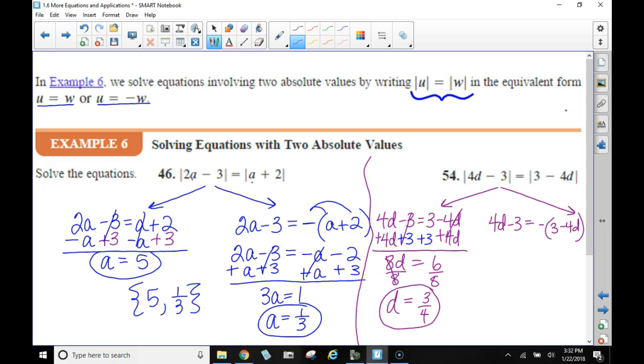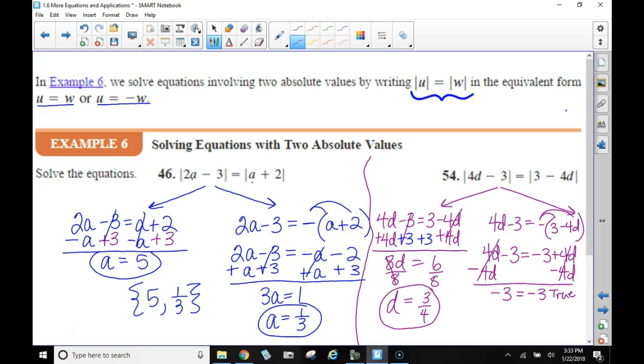Now, over here on this other equation, let's run the negative through first. So we're going to be solving 4d minus 3 equals negative 3 plus 4d. You got the same thing on one side as you do on the other. If you don't recognize that, go ahead and subtract 4d from both sides. The variable parts fall out, leaving us with a true statement.